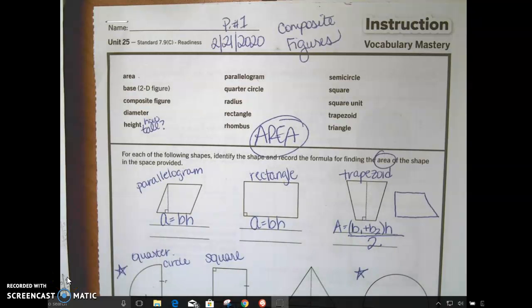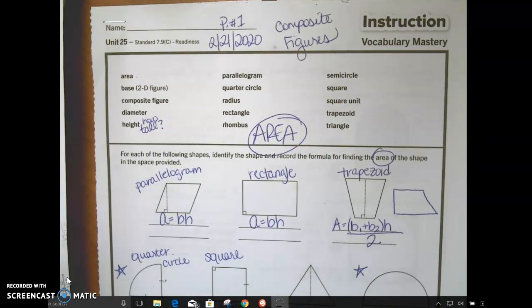All right. We've written down all the formulas for the shapes here. Now we're doing composite figures.